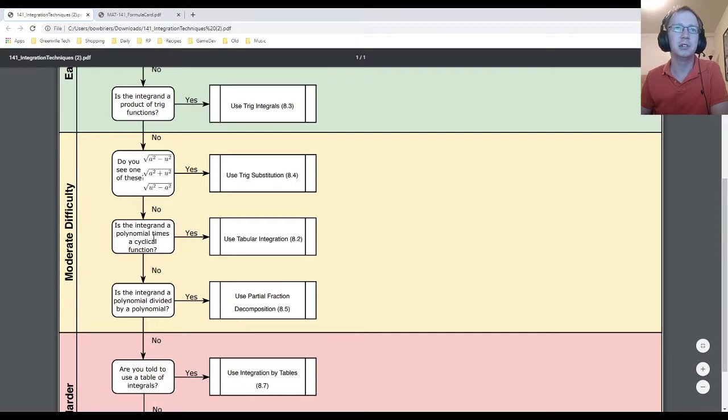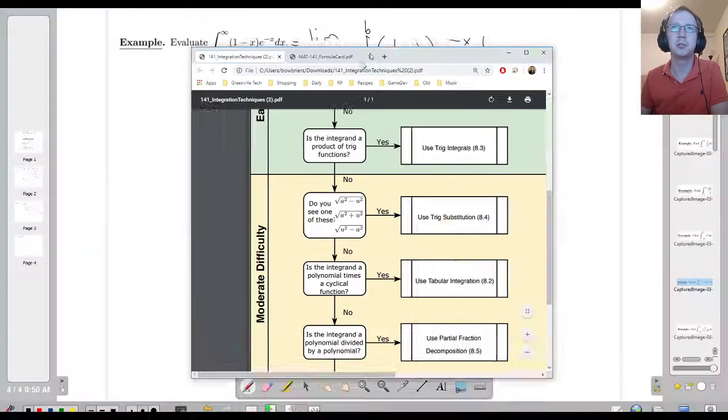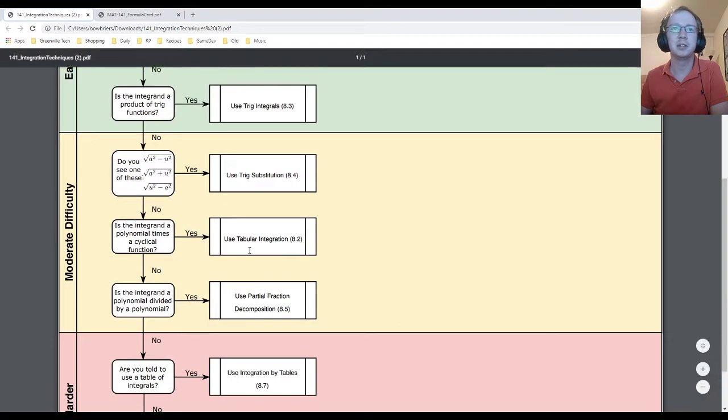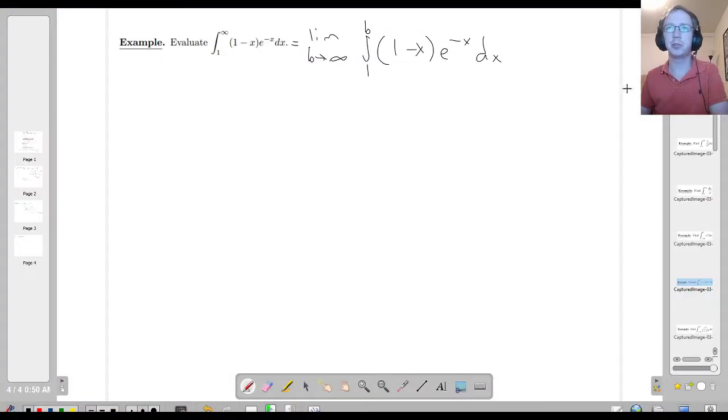Hold on though, I do have a polynomial times a cyclical function. Right, the polynomial is 1 minus x, and the cyclical function is e to the negative x. So this tells me I should use tabular integration. So this is a good chance for us to brush up on that. I put the polynomial on the left side, I put the cyclical function on the right side. I start by taking derivatives on the left. So the derivative of this function is negative 1, the derivative of negative 1 is 0.